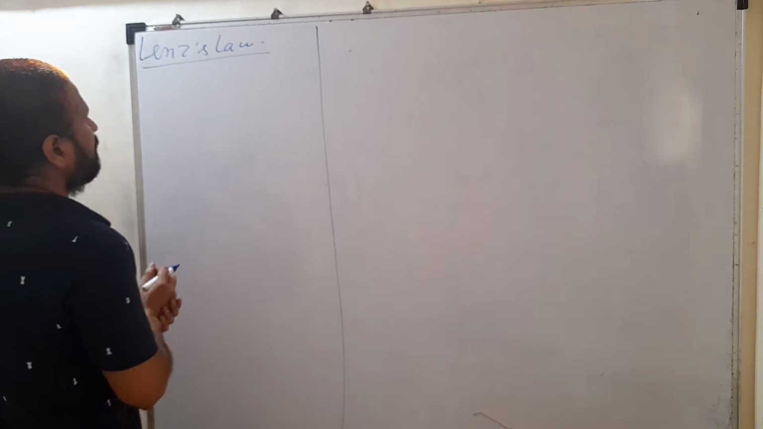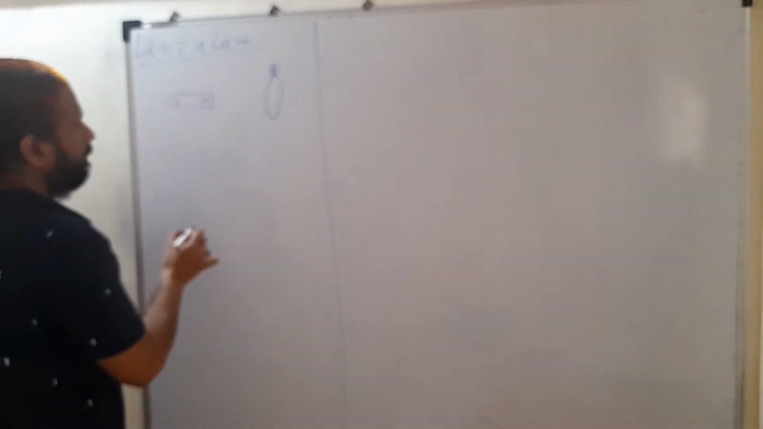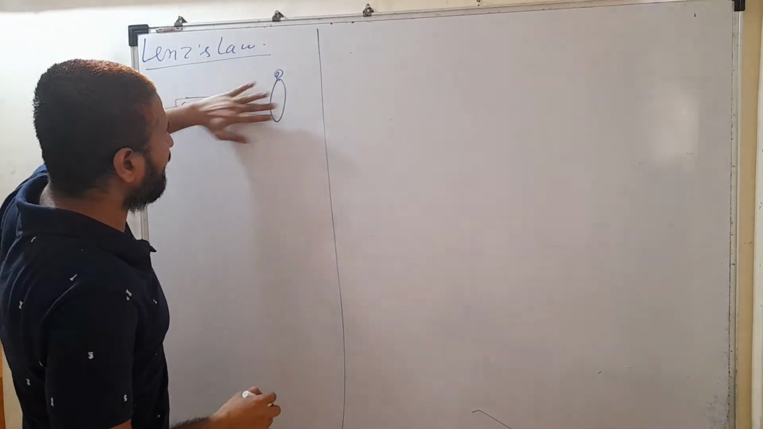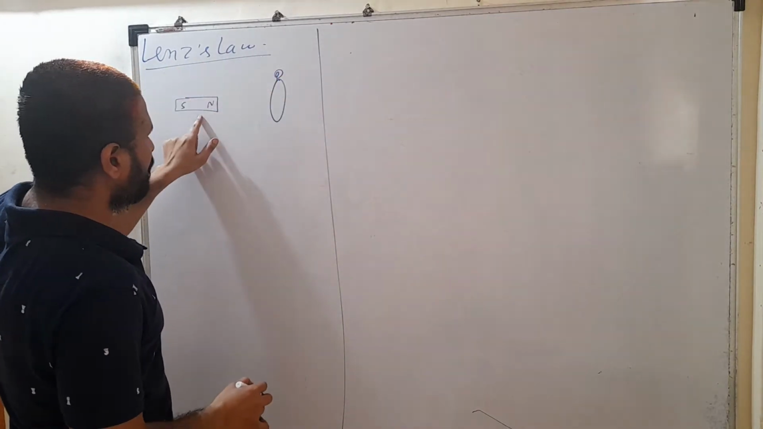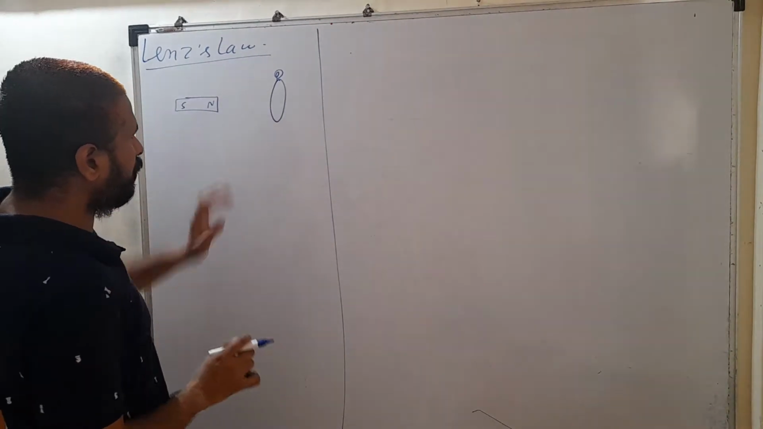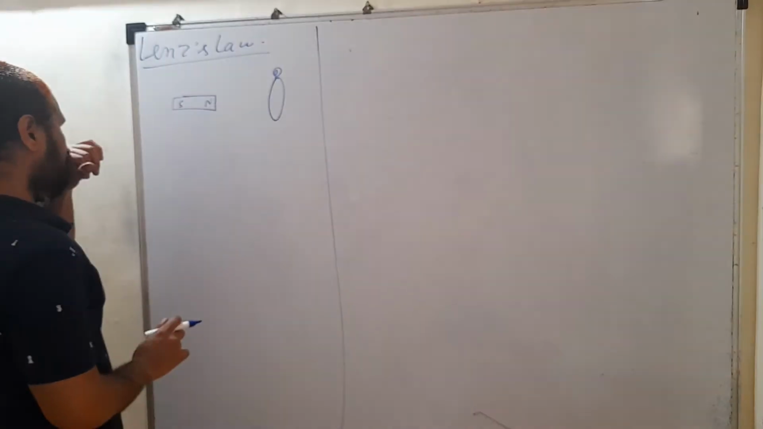in flux. So according to Lenz's law, suppose there is a loop through which a bulb is connected and a magnet is stationary here, the north and south pole. So if the magnet is stationary, whatever flux, whatever magnetic lines are passing through this loop, that flux is not going to change, so no EMF is induced, the bulb will not glow. That is what we discussed in the last class.